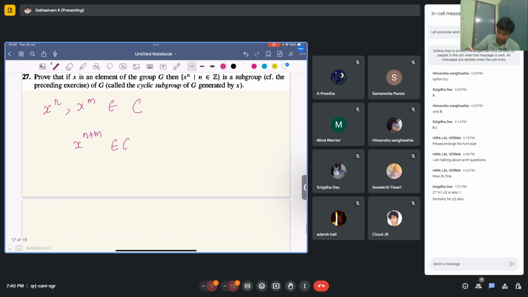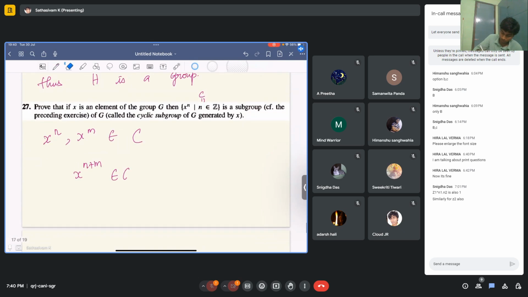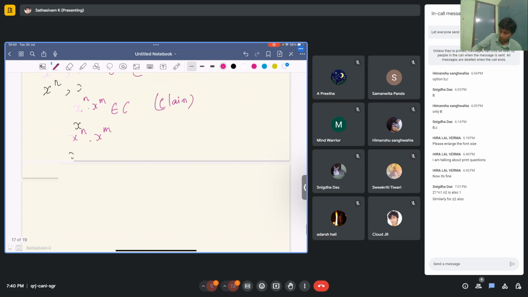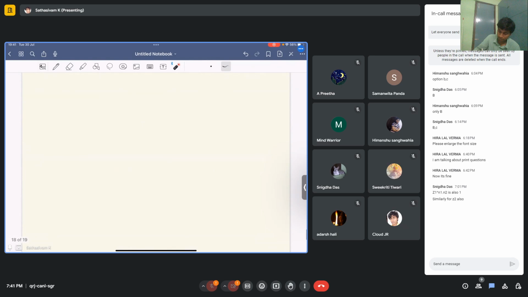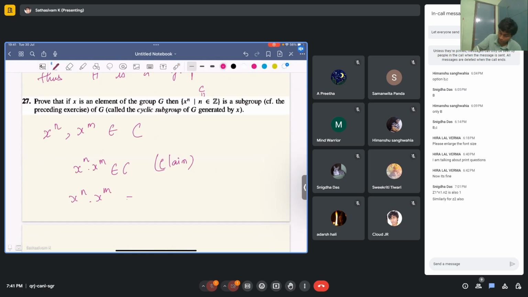Okay, how do you prove that? Not x power n plus m; you want to say x power n times x power m also belongs to C. Okay, this is the claim. But you see, x power n times x power m, you use this law of exponents, this is nothing but x power n plus m. Okay, and this belongs to C, right? Because n plus m also is an element of the integers, so this belongs to C. So closure is done.